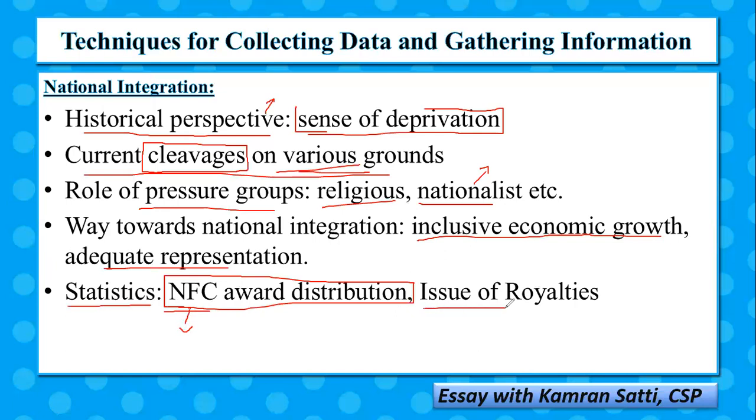The issue of royalties, gas royalties from Balochistan and all the gas royalties from Sindh, these are often the bone of contention between the provinces, and of course they are a hurdle towards interprovincial harmony.